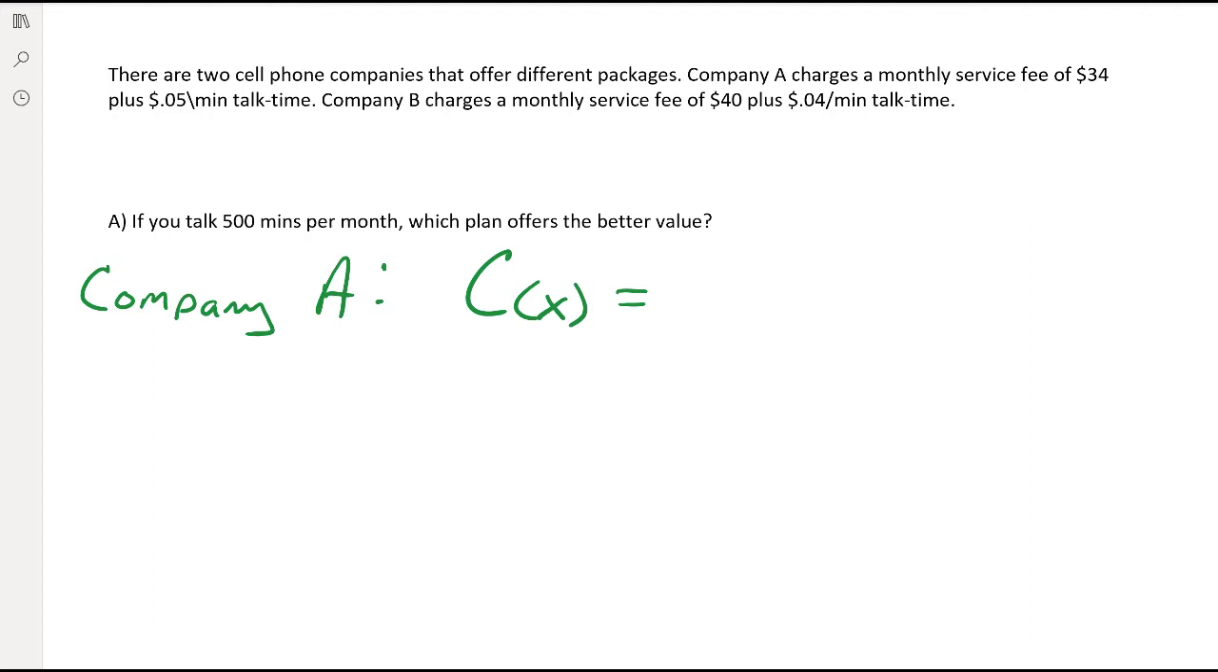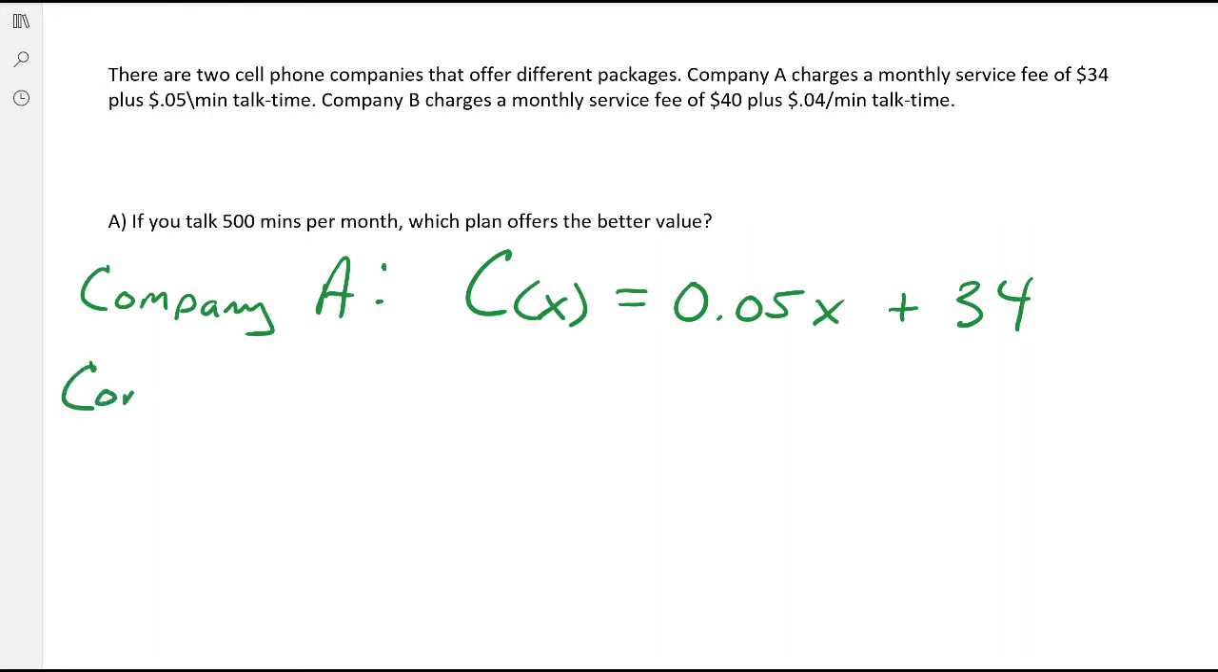Well, that means that the linear equation for the cost of using the phone with Company A will be, I'm going to take that 5 cents, that 0.05, and multiply it by x because x represents the number of minutes. Then I need to add to it the monthly service fee of $34. So in this equation, the 5 cents represents our slope, and the $34 represents a y-intercept, basically. All right, so that's the equation for our cost on Company A.